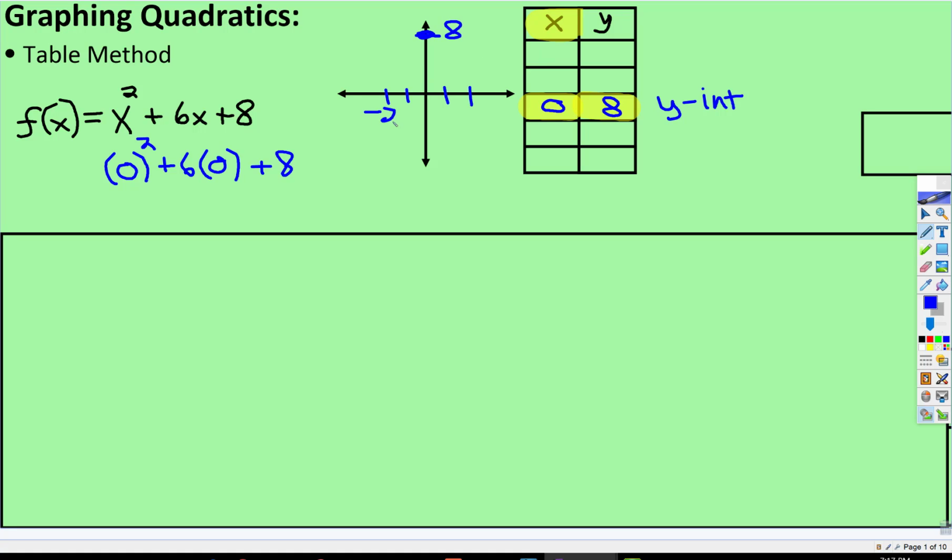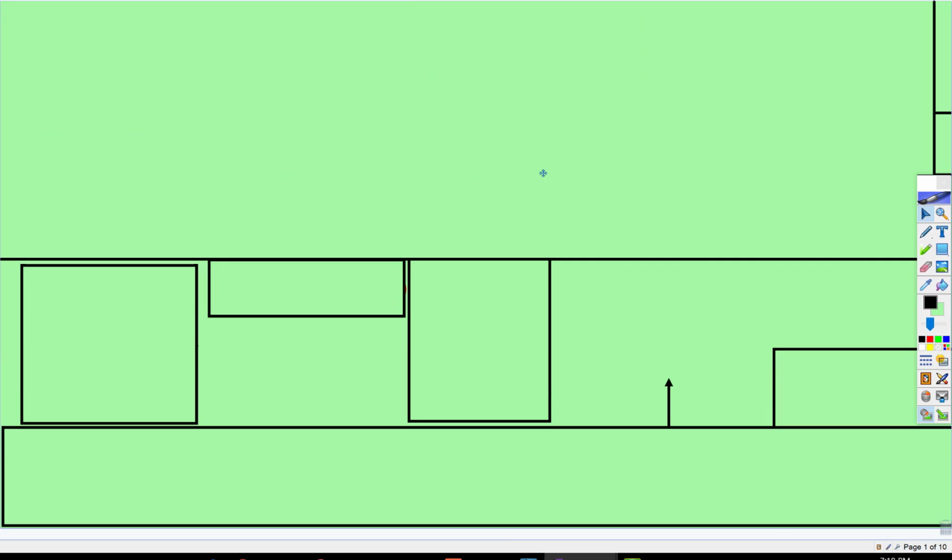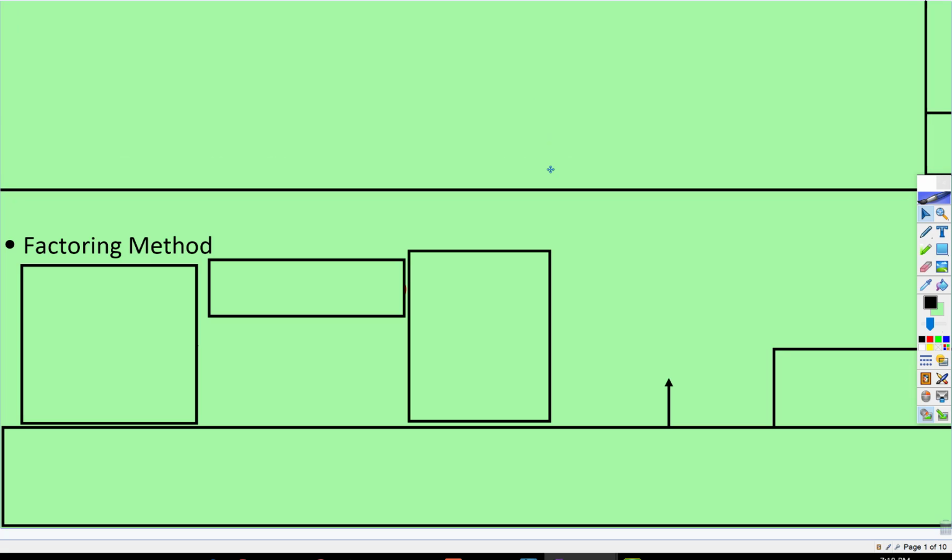So -2, make sure you label the graph too. That's a very important feature. So you plug all those values. Make sure if you're using a calculator, you must use parentheses around the values, especially the negative ones, or you'll actually get incorrect y values. Okay, so that is just kind of the basics of the table value. Let's talk about another method.